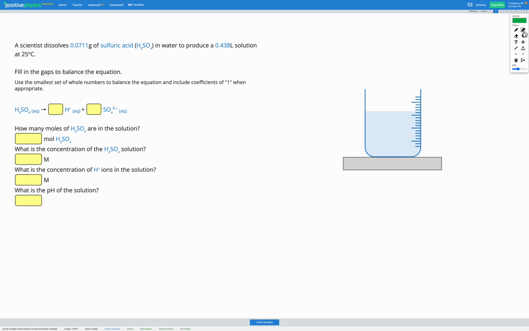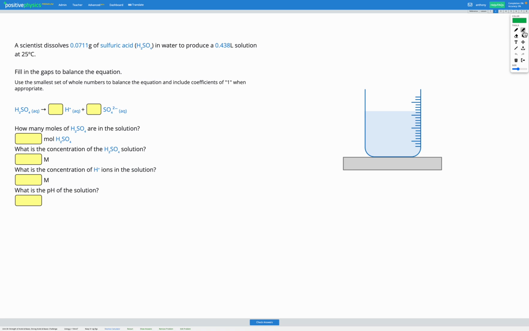These challenge questions are going to combine our knowledge of pH and pOH of strong acids and bases, stoichiometry and moles, and also solutions. So you're going to have to be a little bit creative here to figure out what equations you're going to need in order to solve the question. Let's do this one here.